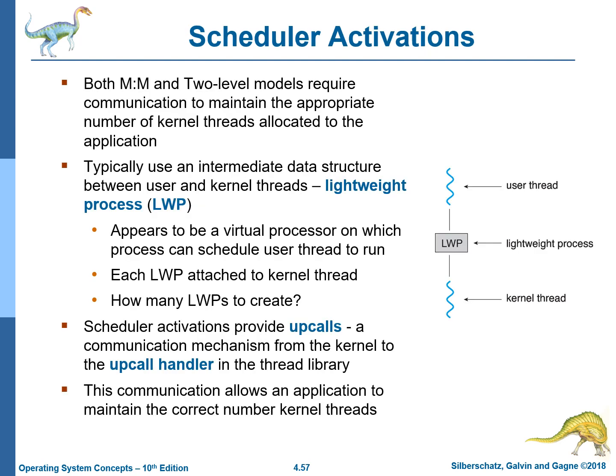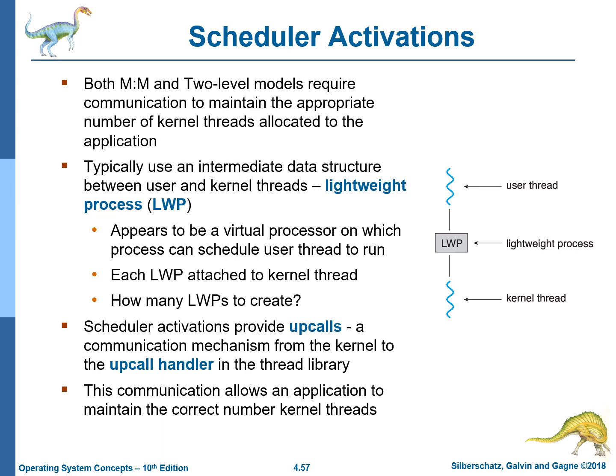Scheduler activations. Both many-to-many and two-level models require communication to maintain the appropriate number of kernel threads allocated to the application. It typically uses an intermediate data structure between user and kernel threads, the lightweight process. It appears to be a virtual processor on which the process can schedule a user thread to run.